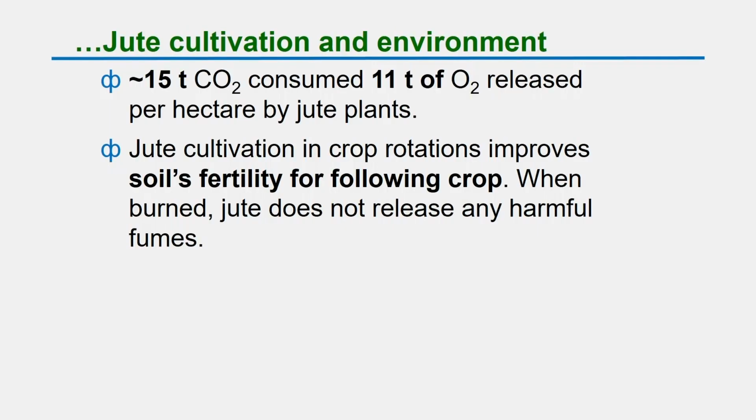Approximately 15 tons of carbon dioxide are consumed and 11 tons of oxygen released per hectare by jute plants. So this is good. Jute cultivation in crop rotations improves soil fertility for the succeeding crop or next crop. When burned, jute does not release any harmful fumes. Of course, burning is not recommended.